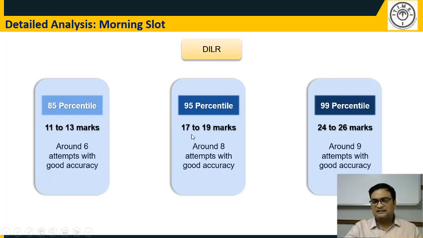95 percentile mark would be at around 17 to 19 marks. That is around 8 questions with good accuracy. 99th percentile mark would be obtained at around 24 to 26 marks. That would be around 10 questions with good accuracy.